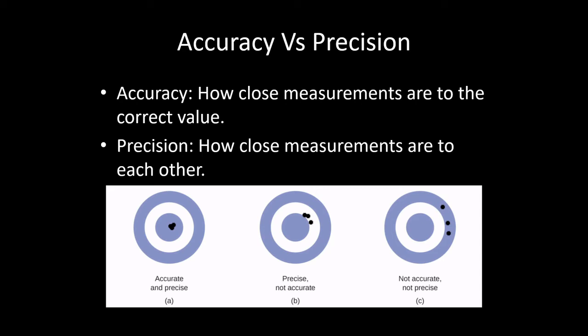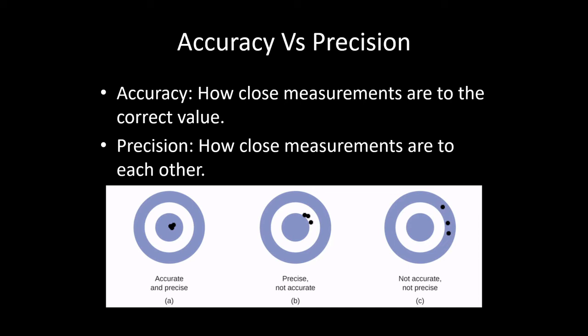Now, sometimes it's not possible to get accurate measurements just because you actually don't even know what the correct value is. But if you know what the correct value should be, so if, for example, you're measuring the density of water, that is a known value, you know what you should get when you measure the density of water. And so you can comment on the accuracy because you know how close your measurements are to that correct value.